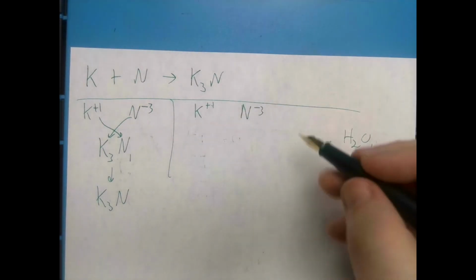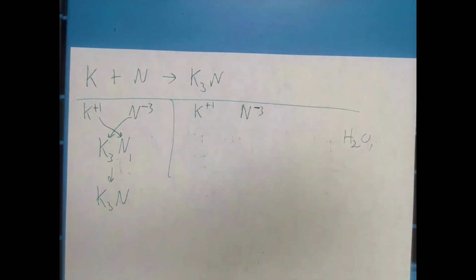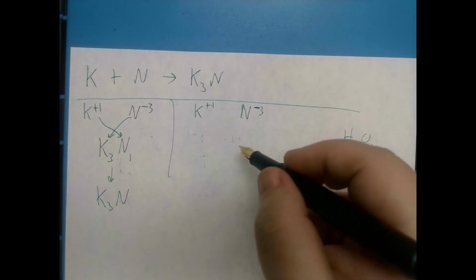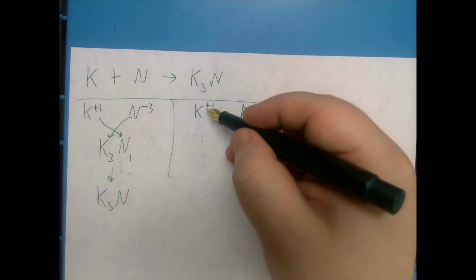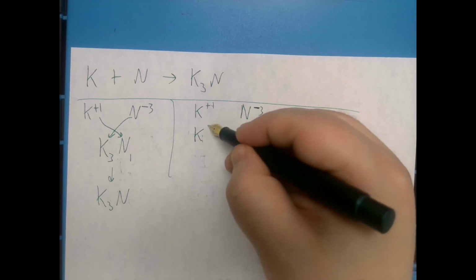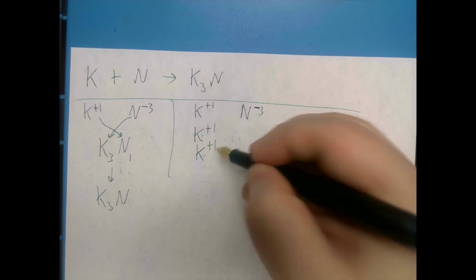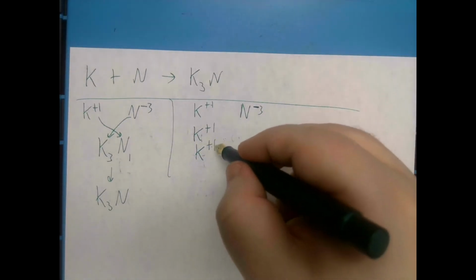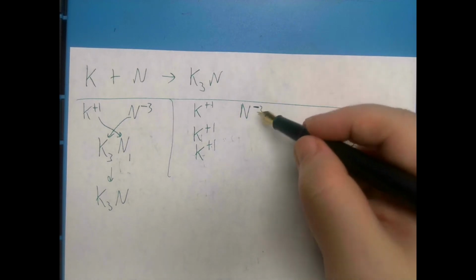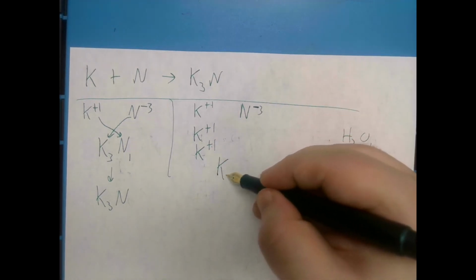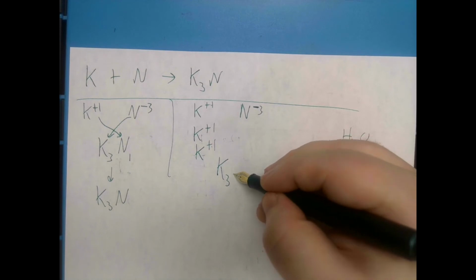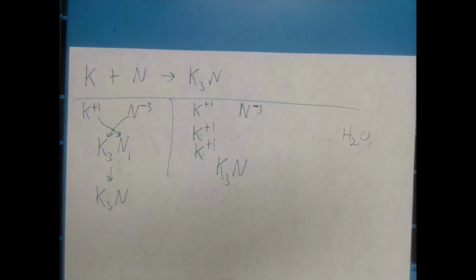So doing the balance and charges, we have 3 negative charges. That means we need 3 positive charges. So there's a positive charge, here's a positive charge, and here's a positive charge. We now have 3 positive charges for 3 negative charges. So we should end up with 3K and 1 N.